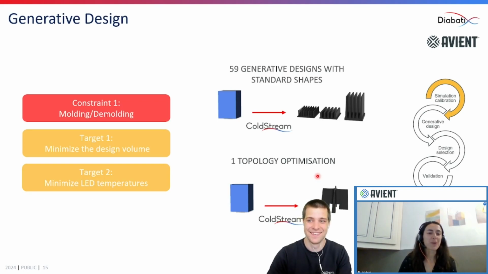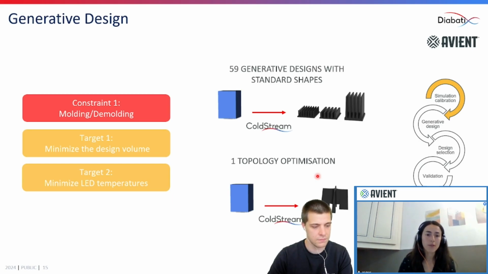So once we have validated the numerical model, we use CoreStream to generate designs this time. So we have set up different criteria. The first was about the process. We wanted the part to be injectable.